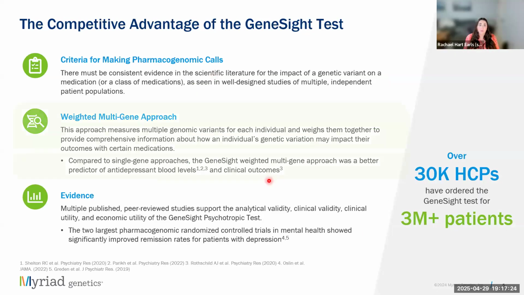So the second differentiator we are going to talk about between GeneSight and competitors is how we measure the impact of multiple genes on medication metabolism or efficacy in a unique weighted approach. This is called the weighted multi-gene approach. So I'm going to take some time to explain this.